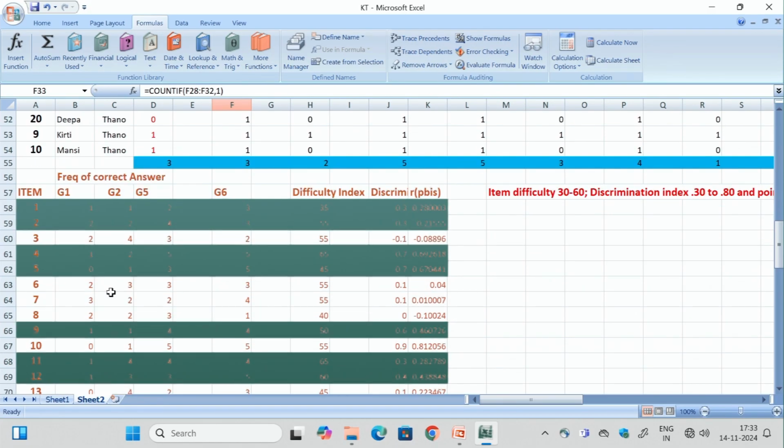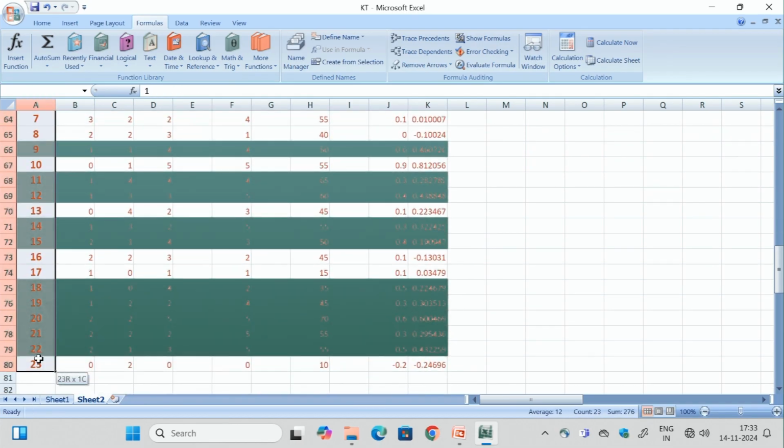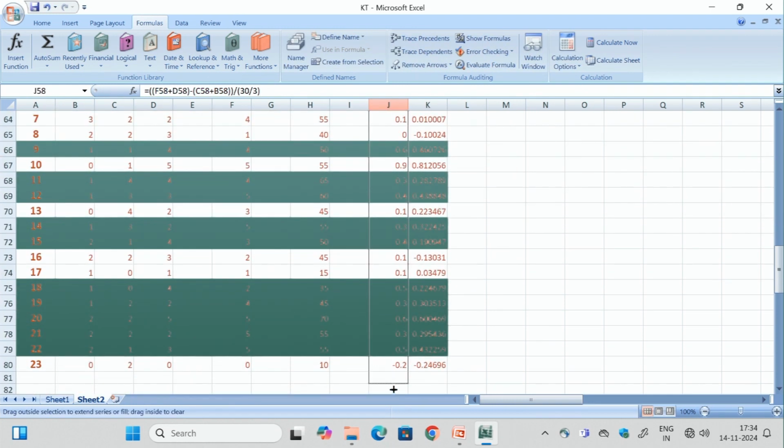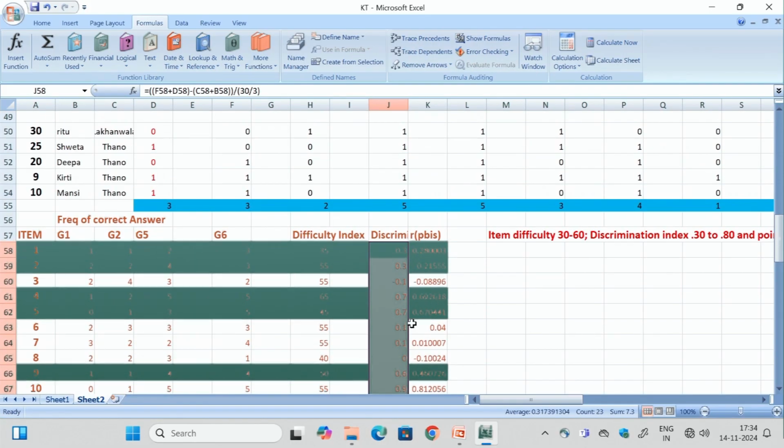After that, you just copy that item and put it here according to the item. Here I changed the orientation; there are 23 items, and I give the data from each of the groups. For example, in the case of item 1, in the G1 group only one right answer was there, and in G2 it was the second right answer. Remember the item discrimination index formula: it is G5 plus G6, that is, the frequency of respondents who gave the right answer in a particular item in the highest groups, G5 and G6, that is 3 plus 2, minus G1 and G2, that is 1 plus 1, divided by how many respondents there were, 30, so I put 30 by 3. Now, if you drag it, you will get the item discrimination index for all the items.